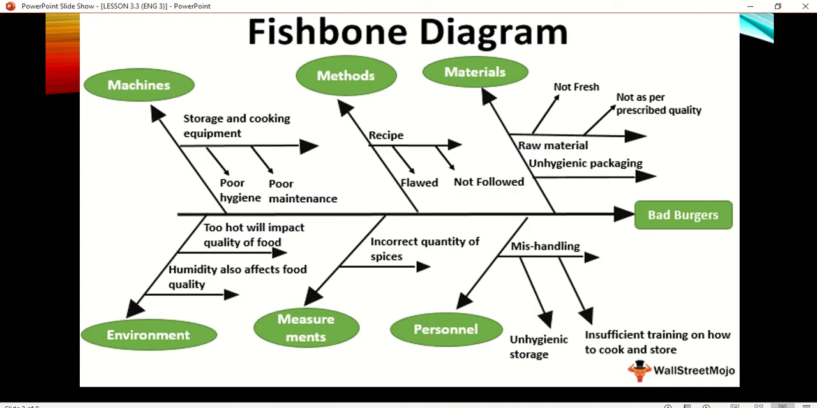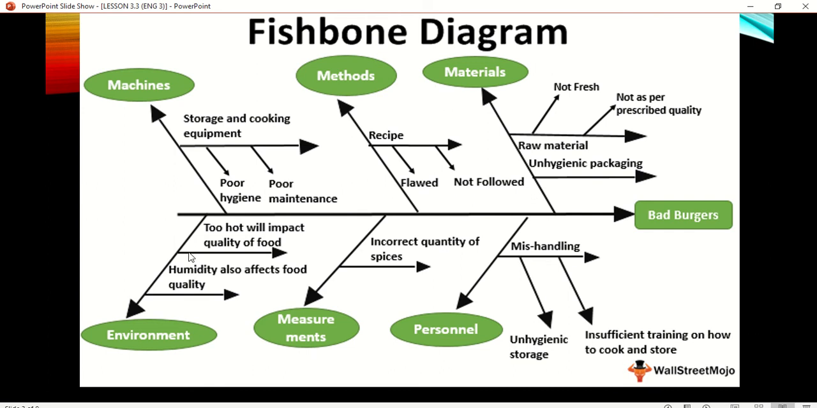In this case, the graphic organizer intended for this pattern is called a fishbone diagram. It is called fishbone because if you use your imaginative side, this looks like a fish. Usually there is a half circle, like the head of the fish, but in this case they use just a square, and this is where you put the effects. The effect here is a bad burger. And all of these are causes or reasons why we have bad burgers. So why do we have bad burgers? Because of the machines, the methods, the materials, the personnel, the measurements, and the environments.